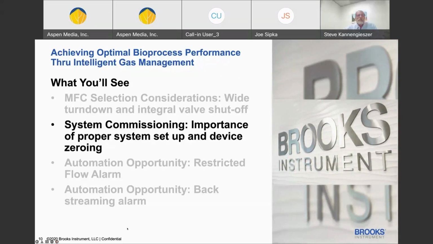Okay, next we're going to touch on zeroing the mass flow controller. This is an important step in the proper commissioning of any bioreactor system.